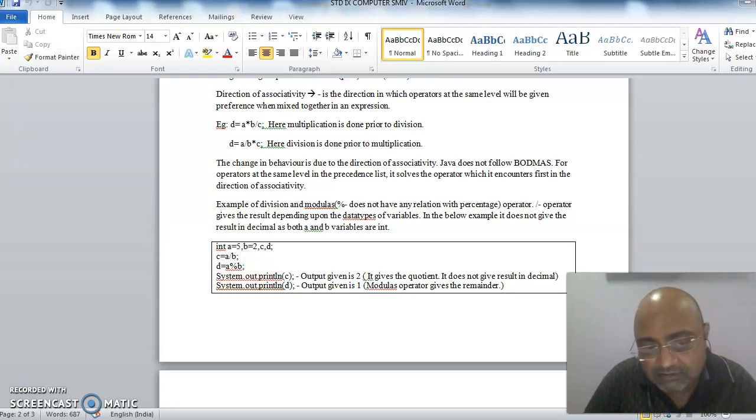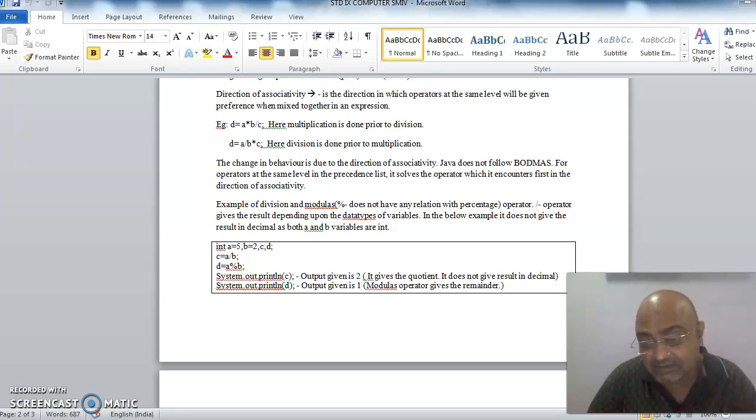I have used int a is equal to 5, b is equal to 2, c and d, c is equal to a by b and d is equal to a modulo b, and then System.out.println c and d. I am printing the values of c and d, that means the result of a by b and a modulo b. In the first case, you get the output as 2. Why? Because Java divides 5 by 2 and gives you the quotient. Now remember, it will not give you the result in decimal here. Why? Because the data type used is int. So if all the variables are of int type, it will always give you the quotient.